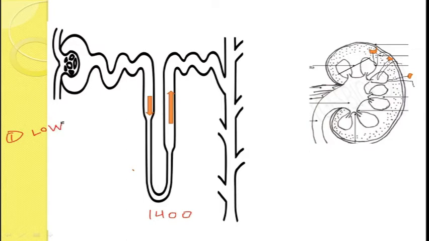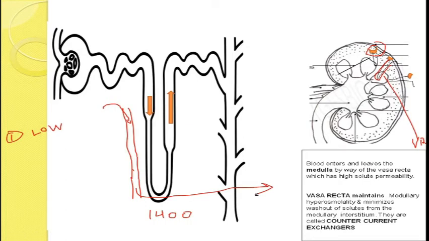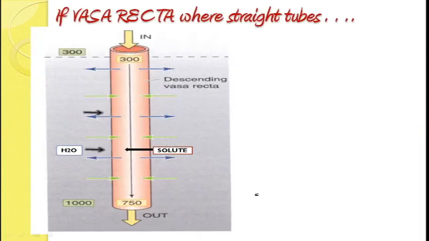The second and very important feature of the medullary interstitium is the presence of capillaries known as the vasa recta. These vasa recta try to preserve the medullary hyperosmolar environment. Vasa recta are a peritubular capillary network which surrounds the juxtamedullary nephron, and they behave as countercurrent exchangers. To understand this, we can assume a hypothetical situation: if the vasa recta were straight tubes.